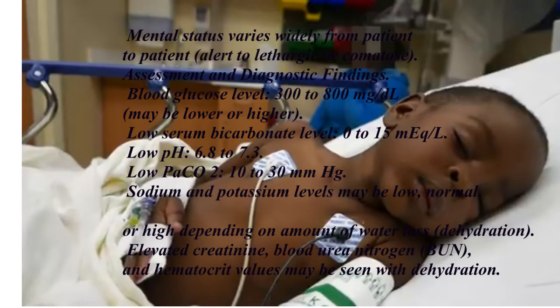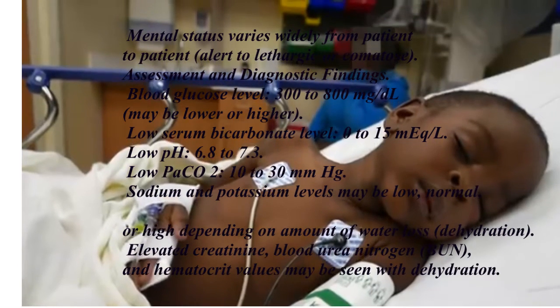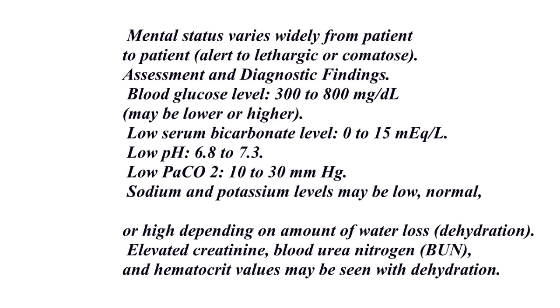Assessment and diagnostic findings. Blood glucose level, 300 to 800 mg per deciliter, may be lower or higher. Low serum bicarbonate level, 0 to 15 mEq/L. Low pH, 6.8 to 7.3. Low PaCO2, 10 to 30 mm of mercury.